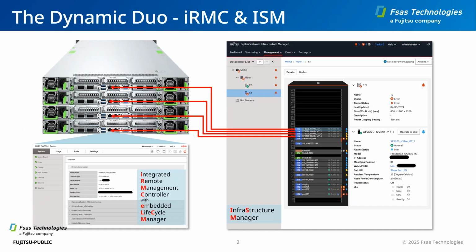FSAS Technologies offers a powerful combination for managing your infrastructure: the integrated remote management controller with its embedded lifecycle manager, and Infrastructure Manager. The iRMC provides agentless, out-of-band management at the server level, while ISM provides centralized management and orchestration across your entire infrastructure.